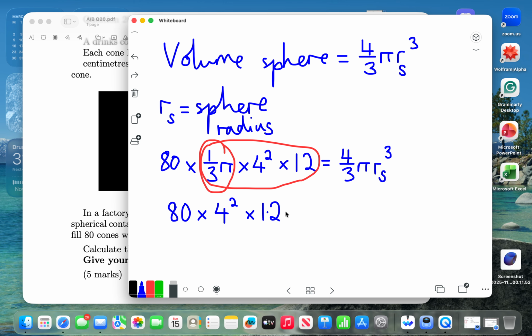So we multiply both by 3. 4/3 multiplied by 3 is 4. We've divided by pi, and we get our rs cubed. We have a 4 on the right hand side and a 4 squared on the left hand side. Now let's divide both sides by 4, and that 4 squared just becomes a 4, because 4 squared is 4 times 4, but dividing by 4 just gives you a 4.